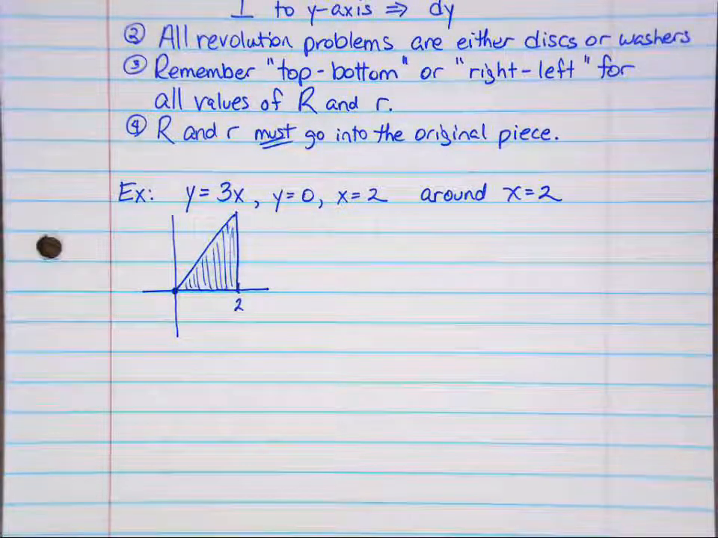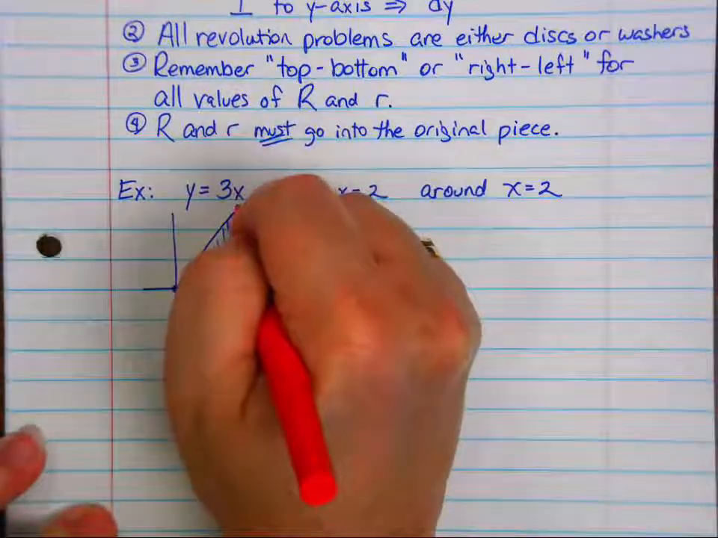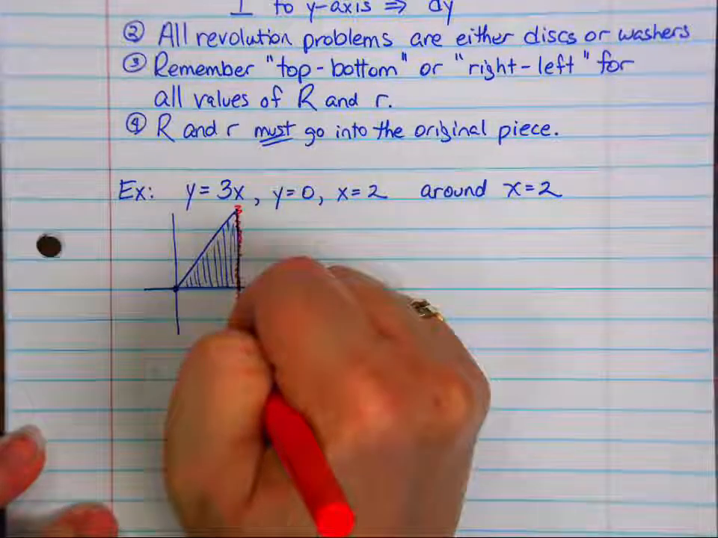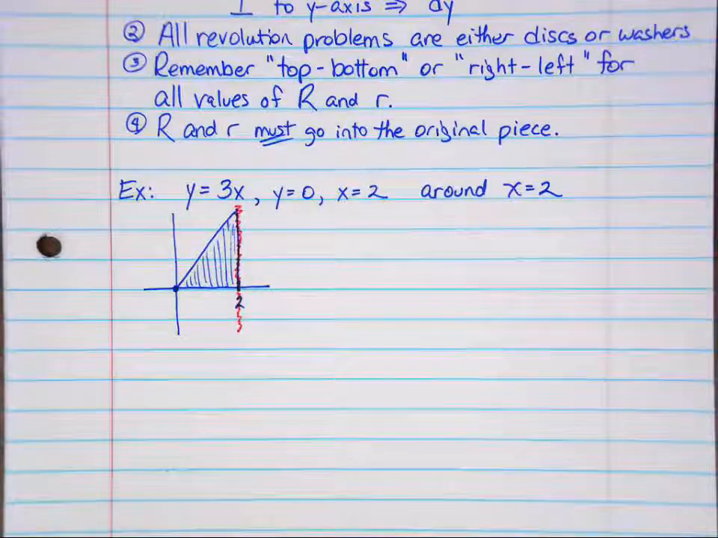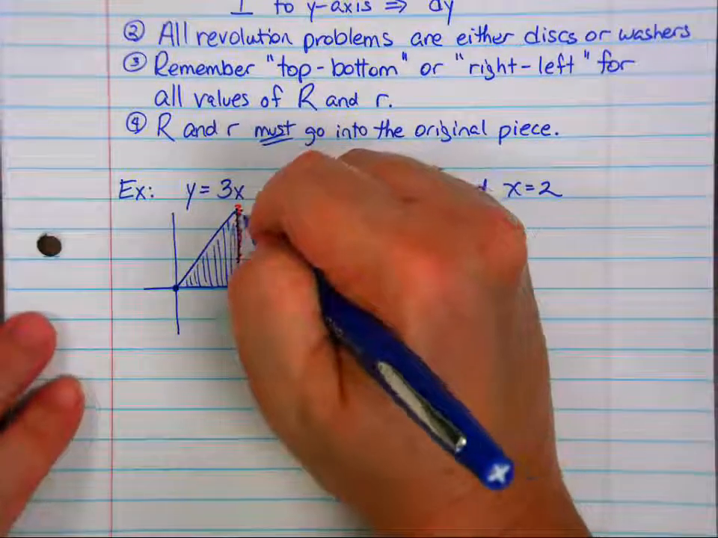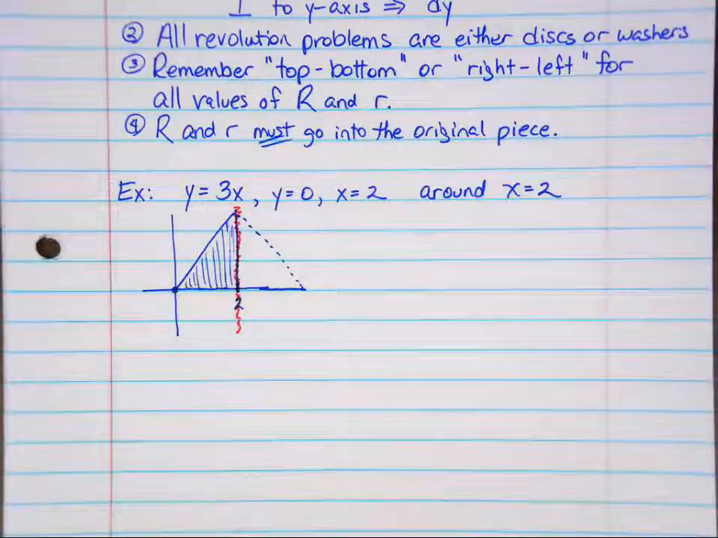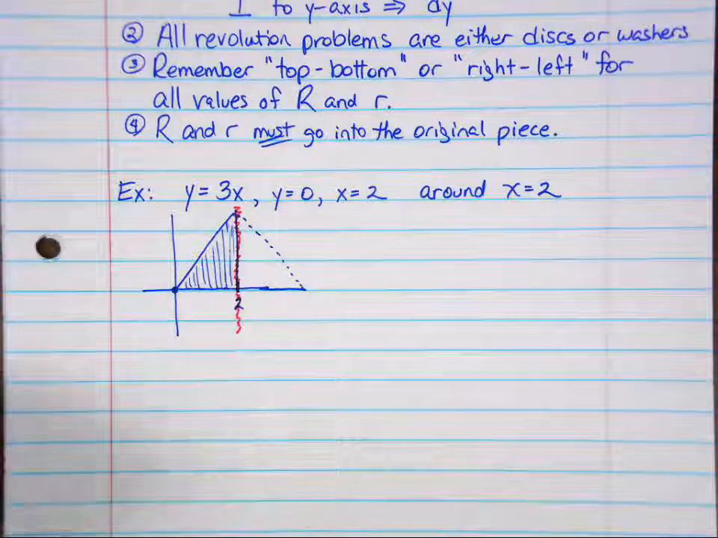I am going around the line x equals 2, which is this right here. I like to draw in my axis of revolution with a squiggly line. That way you know where it is. So that is the line that you are going to mirror image your shape over. So this way, it'll go like so. What 3D object are we talking about here? It is a cone. It is a cone.